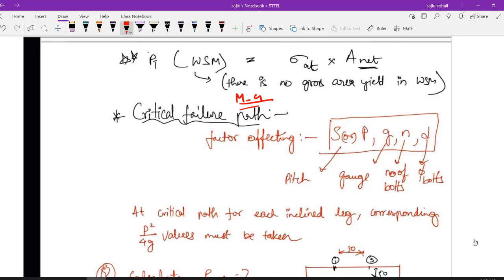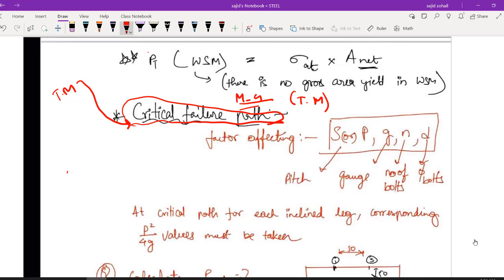Let us continue with module number 4 of our tension members. In this module, I am going to teach you a very important concept, which is critical failure path. If a question comes from tension members, it will definitely be related to critical failure path. Let me make it very clear: this is not a method. ये कोई नया method नहीं है. You need not read any new formula.